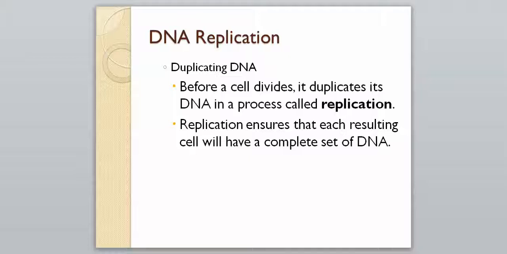So before a cell divides, it duplicates its DNA in a process called replication, just making a new copy of it. And replication ensures that each resulting cell will have a complete set of DNA. So we need to do this around the mitosis time, right before, to make sure our new cells will each have their own set of DNA.